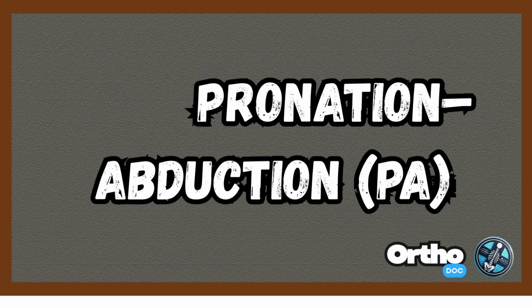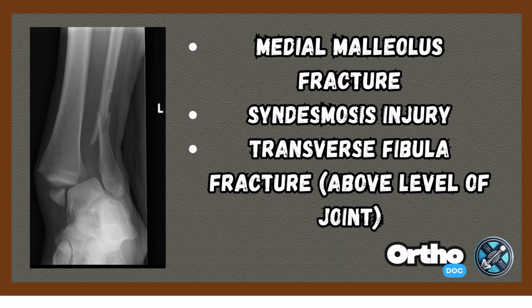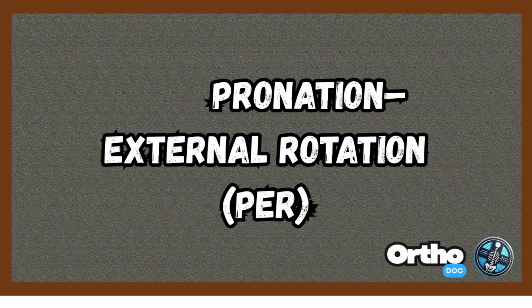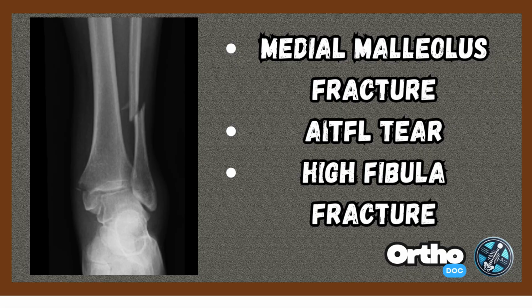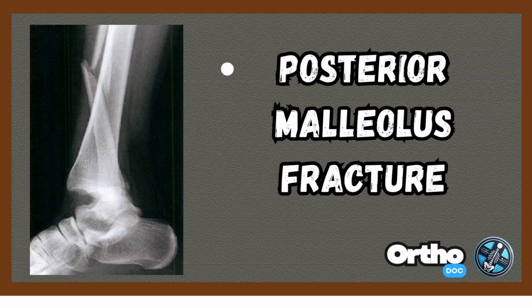Number 3 is pronation, abduction. In this type, there is a medial malleolus fracture with syndesmosis injury and a transverse fibula fracture above the level of joint or syndesmosis. Number 4 is pronation, external rotation. In this type, there is a medial malleolus fracture with anterior inferior tibiofibular ligament tear and a high fibula fracture, and also posterior malleolus fracture.